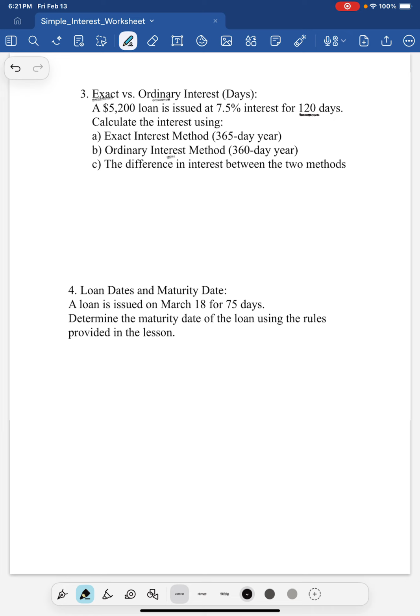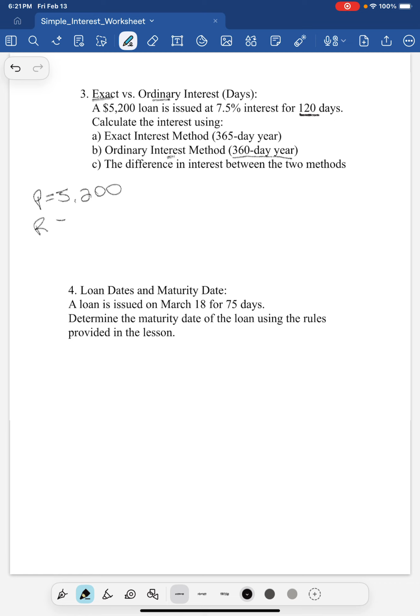And part of the reason they stuck with it used to be simpler. Now that you're using a calculator or a computer, more likely it doesn't matter, but it tends to yield a higher amount of interest. And we'll look at that, okay? But the formula is very simple. Your principal is, of course, going to look the same. We know we've got $5,200.